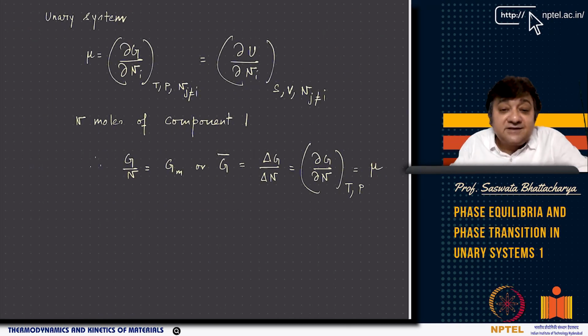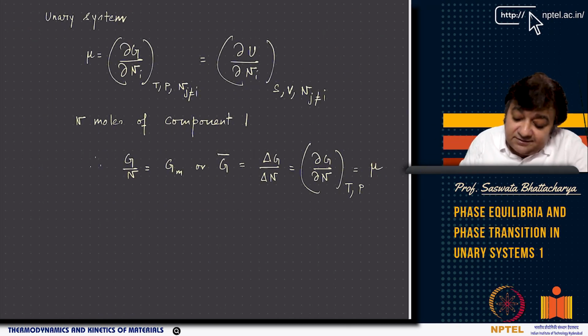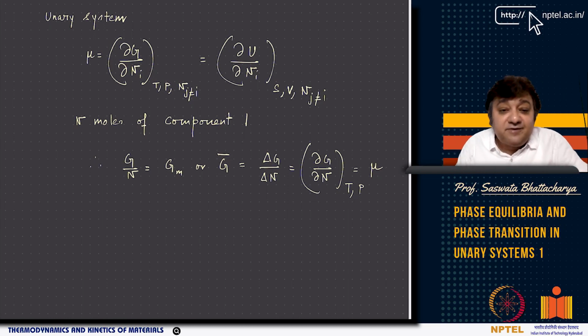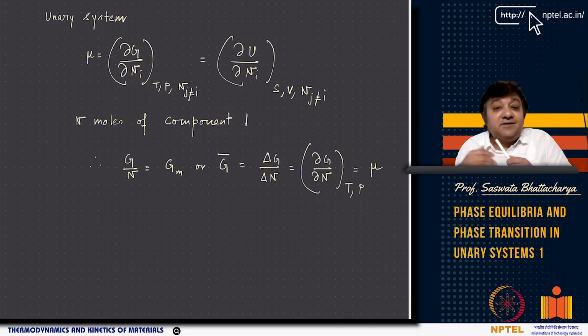So, we will discuss further in the next lecture. We will discuss further about the unary system, the equilibrium in unary system, and we will discuss how to represent this using a phase diagram and the phase boundary, and we will also discuss the concept of something called a phase rule to quantify these transformations. So, we will discuss all of this in the next lecture.